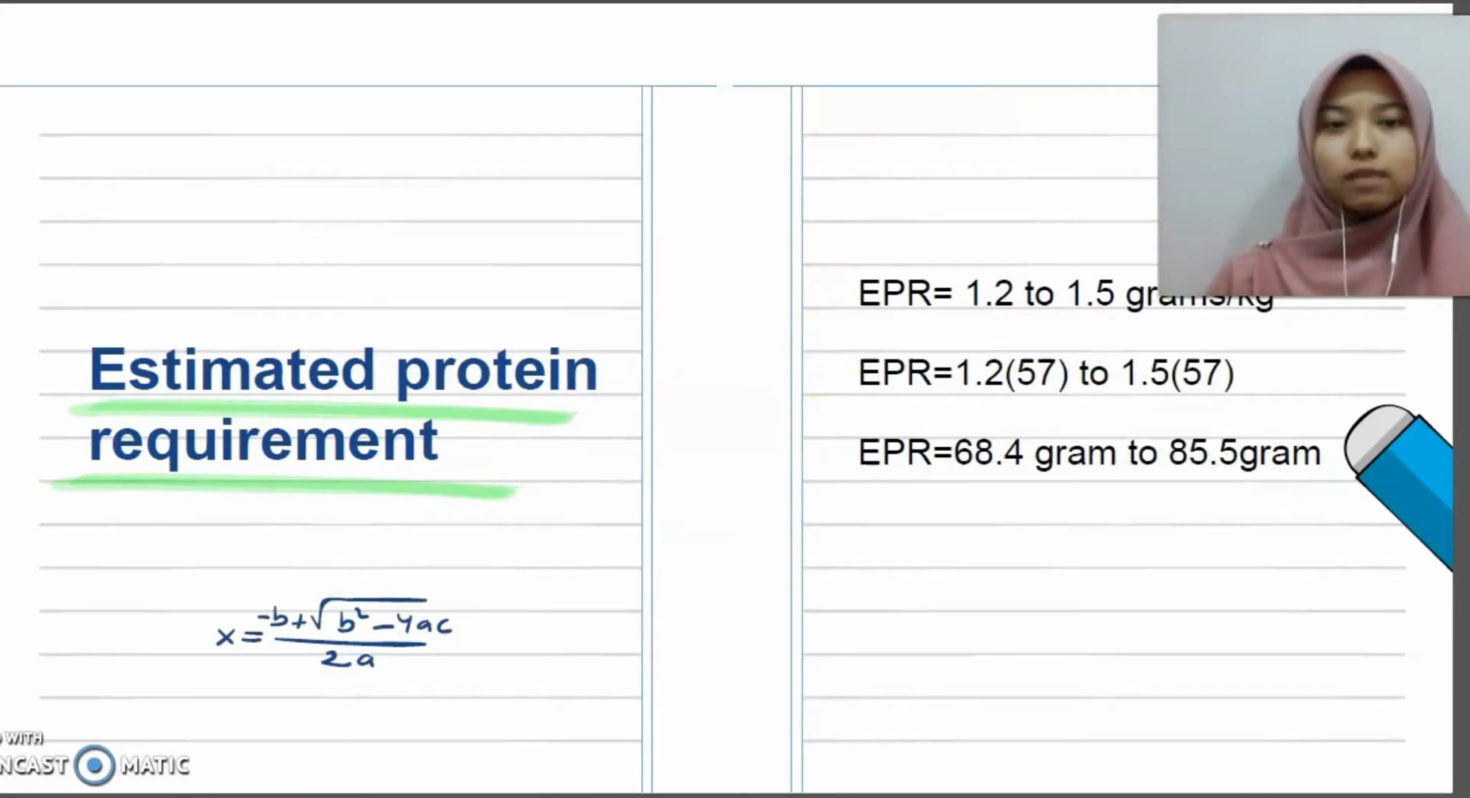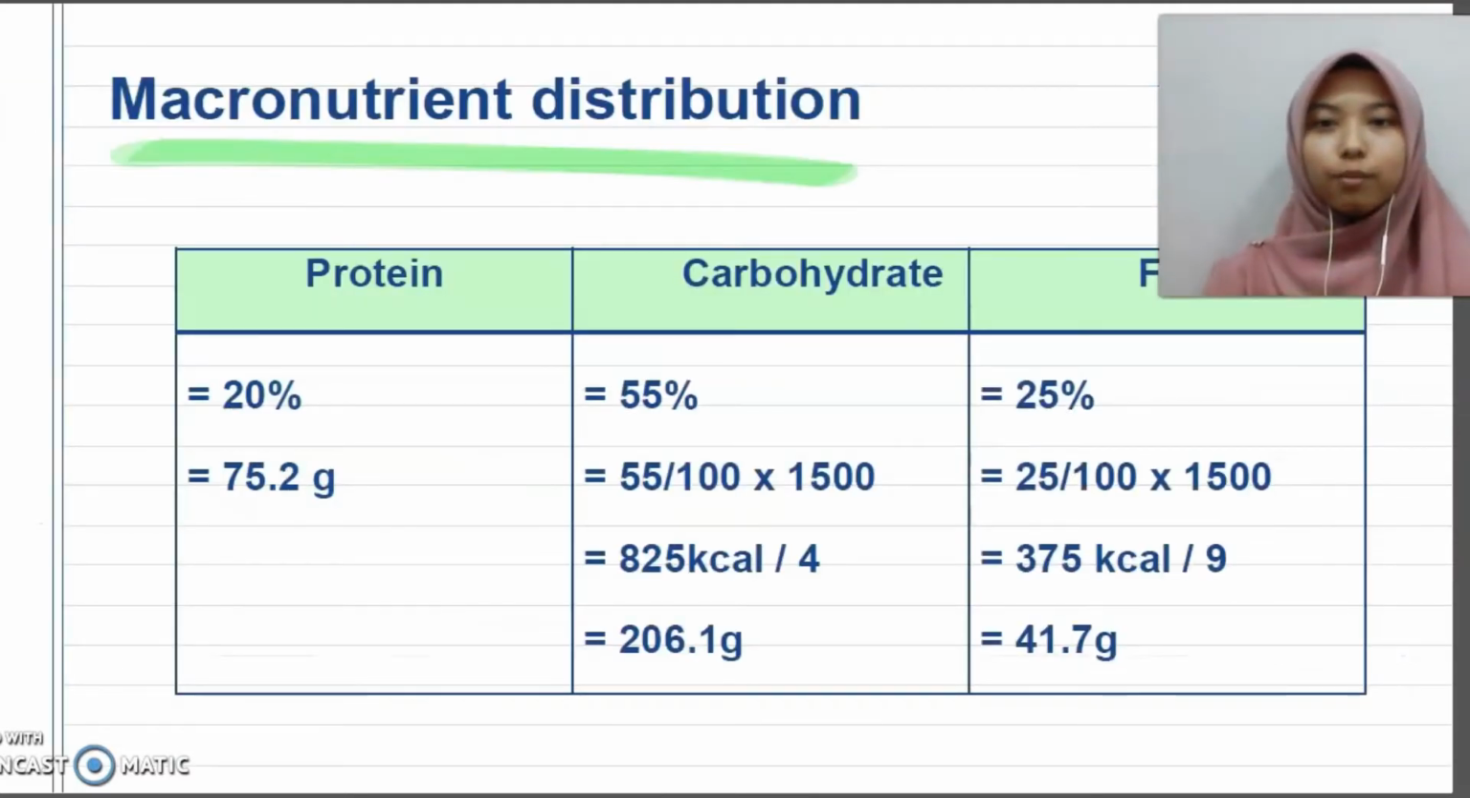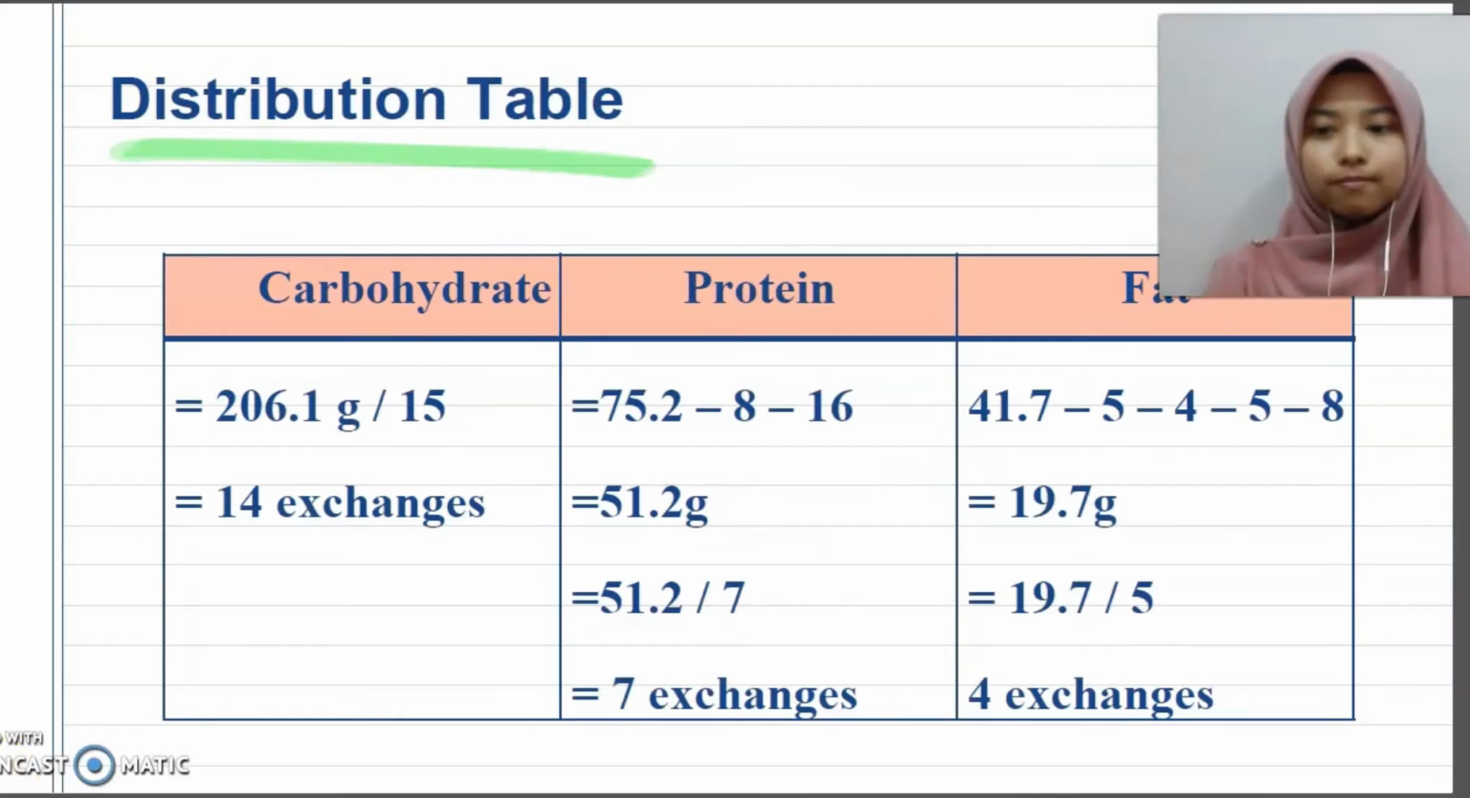Next, for the estimated protein requirement, we choose a range from 1.2 to 1.5 grams per kilogram. The EPR for this patient is 68.4 grams to 85.5 grams. For macronutrient distribution, we allocate 20% for protein, 55% for carbohydrate, and 25% for fat, with 7 exchanges for protein, 14 exchanges for carbohydrate, and 4 exchanges for fat respectively.